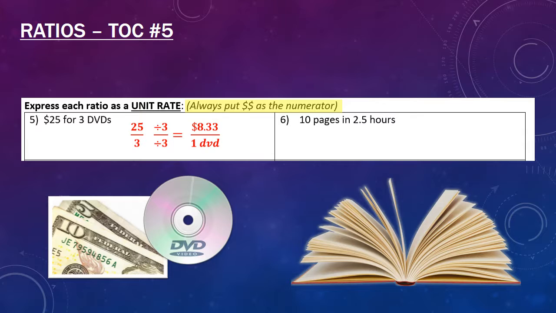Another example may be if you're comparing how many pages you can read in an hour. So in this case, this student reads 10 pages in 2.5 hours. So we write that as a rate, 10 over 2.5. And in this case, with ratios, you can have decimals in your fractions, and that's okay. So to find how many I'm reading per hour, I need to divide both the numerator and the denominator by 2.5. And I end up figuring out that I am reading 4 pages per hour.